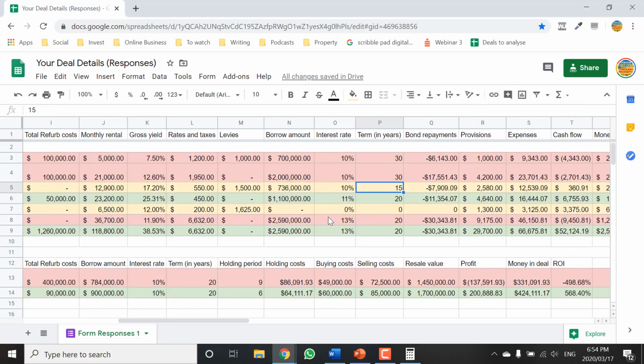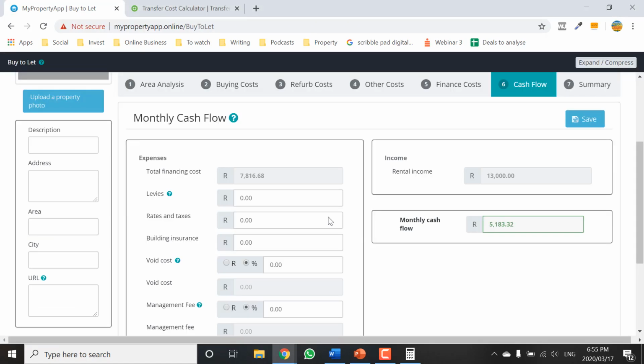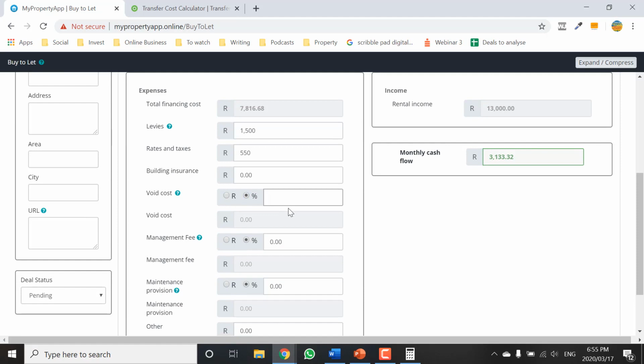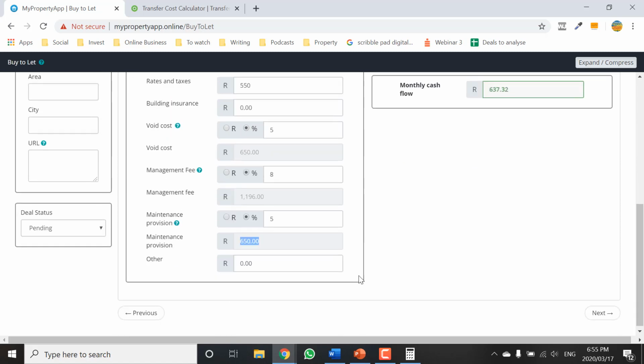Now, let's see what the monthly expenses are going to be. There's a levy of 1,500 and there's rates and taxes of 550. So I'm going to put in levies 1,500, and 550 rates and taxes. Void costs. Voids essentially means if there's a vacancy or the property won't be full all year round, so you need to put a provision aside so that you can put some money away for when the property is empty. I'm going to use a 5% provision. Management fee, usually working on about 8%, and then another 5% in terms of maintenance.